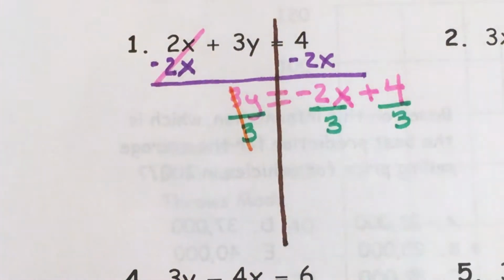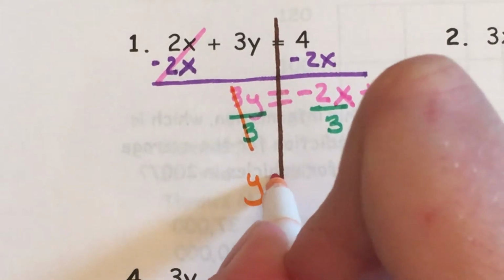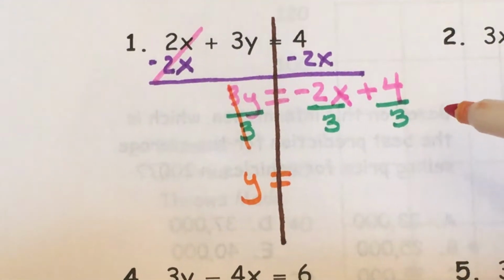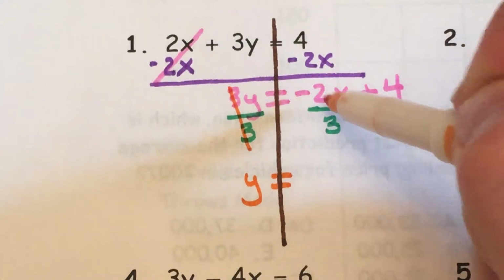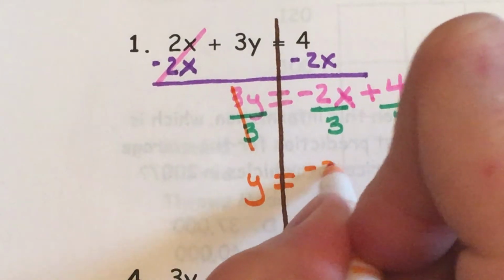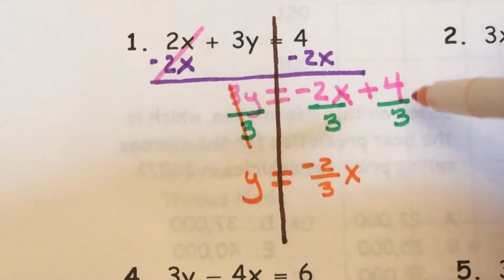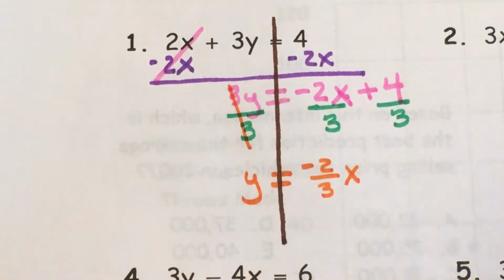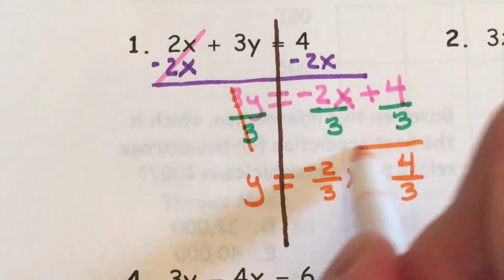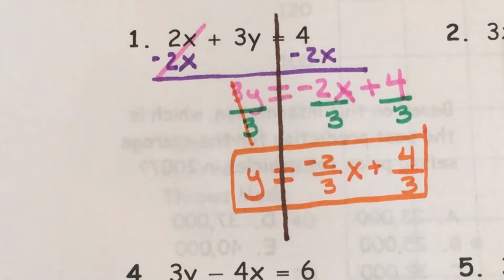So these 3's on the left now cancel, leaving you with just y. And we look to see if anything can reduce on the right side. Can negative 2 over 3 reduce? No, it cannot. Can positive 4 divided by 3 reduce? No, it cannot. And that is your final answer. The end. Done.